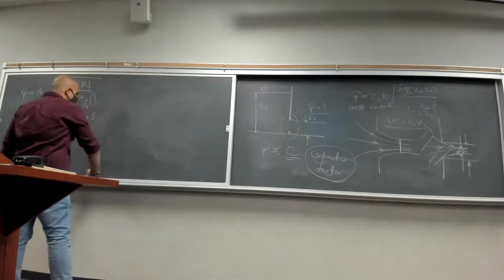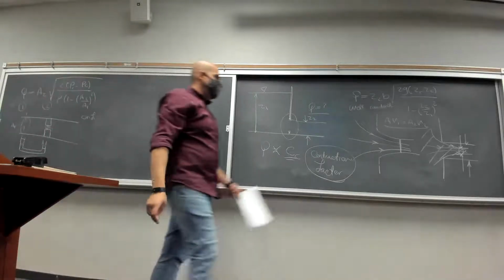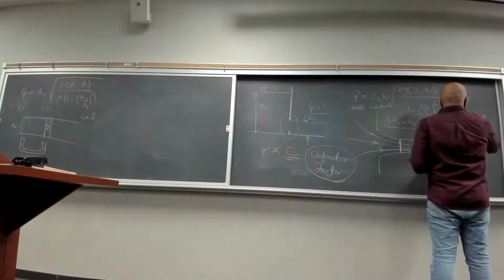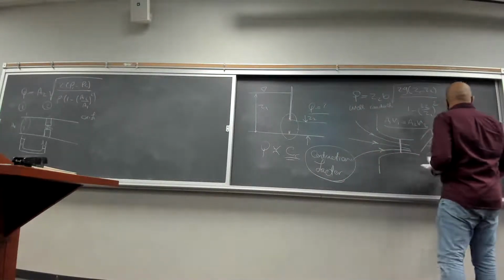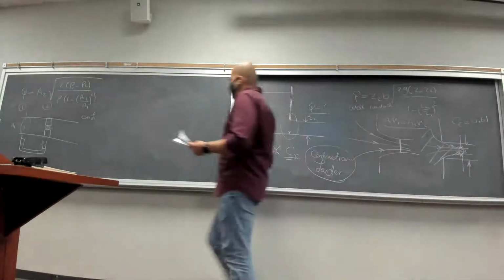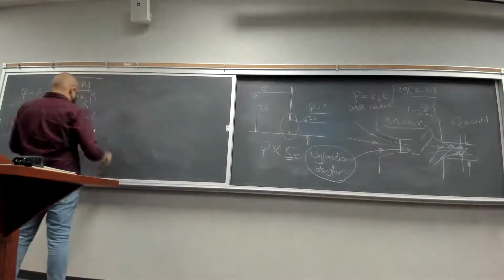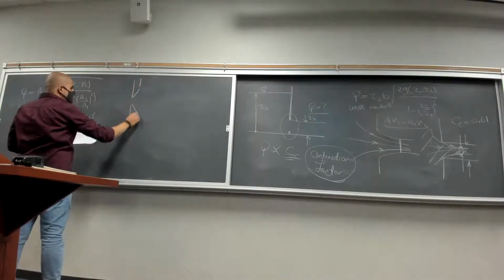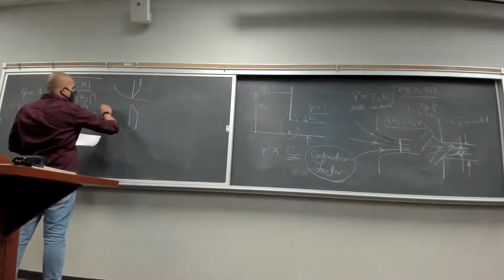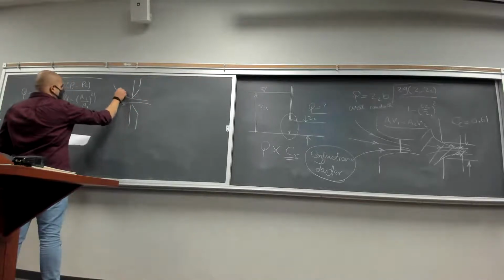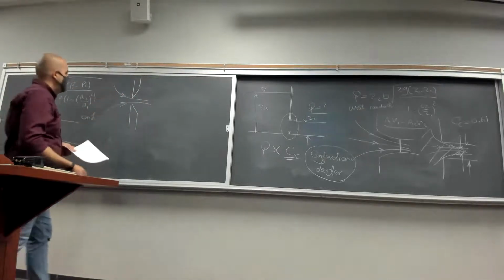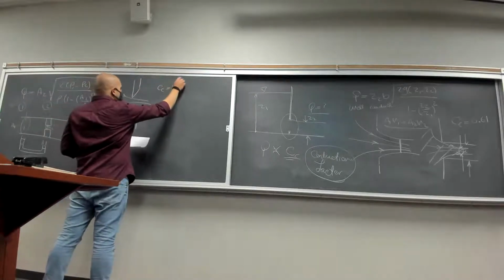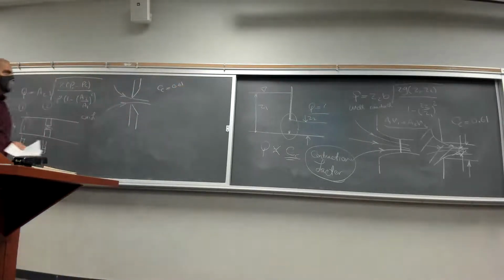For a squared off geometry like this, the contraction factor is going to be 0.61. We have another type of edge that is like this. Again, you are going to get the same effect as the squared off edge. Contraction factor for this is also 0.61.